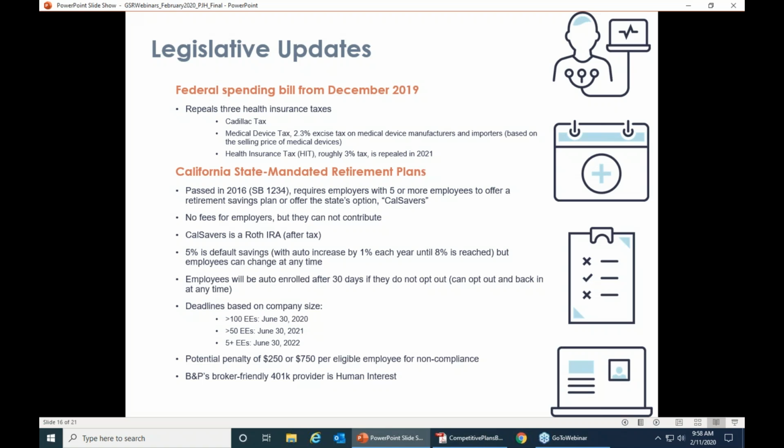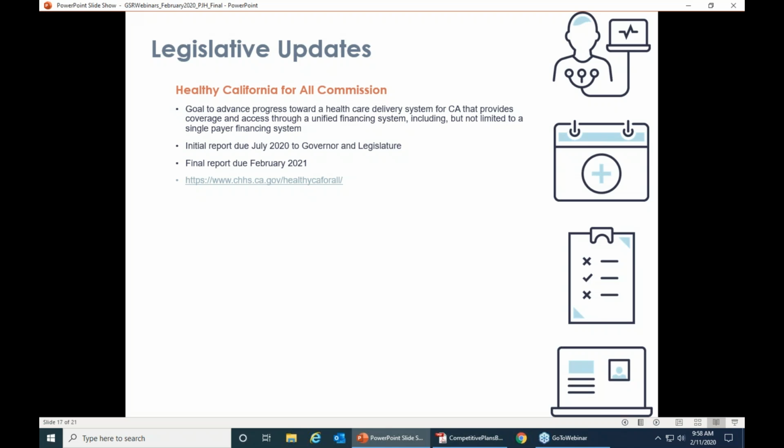And you'll see that it is a Roth IRA, after tax, and the information is there. So this is important to know. If you have any questions on this, we have a partnership with Human Interest, and they'll be able to provide you with more details on this. And then the Healthy California for All Commission is listed here as well.